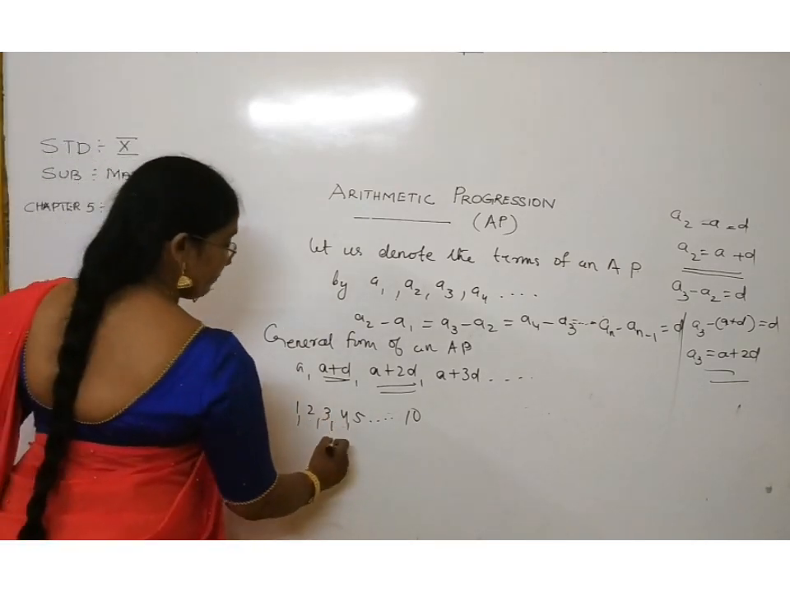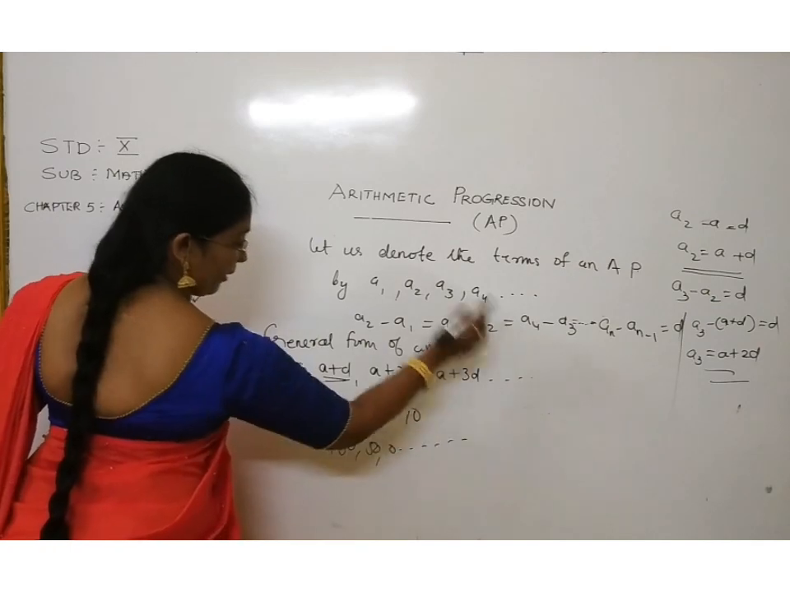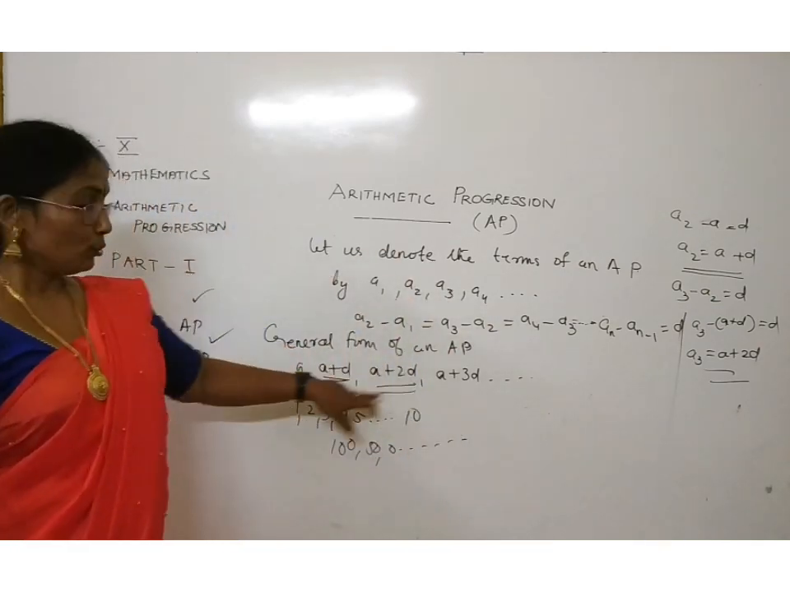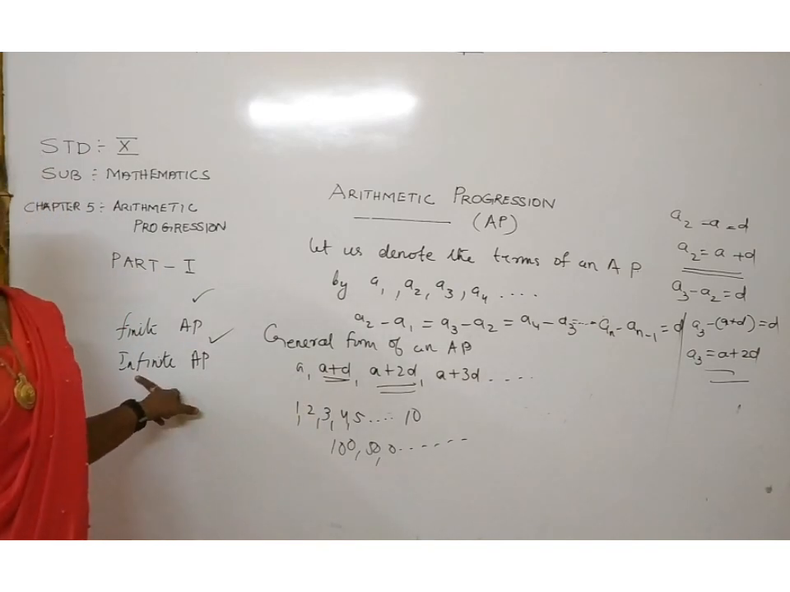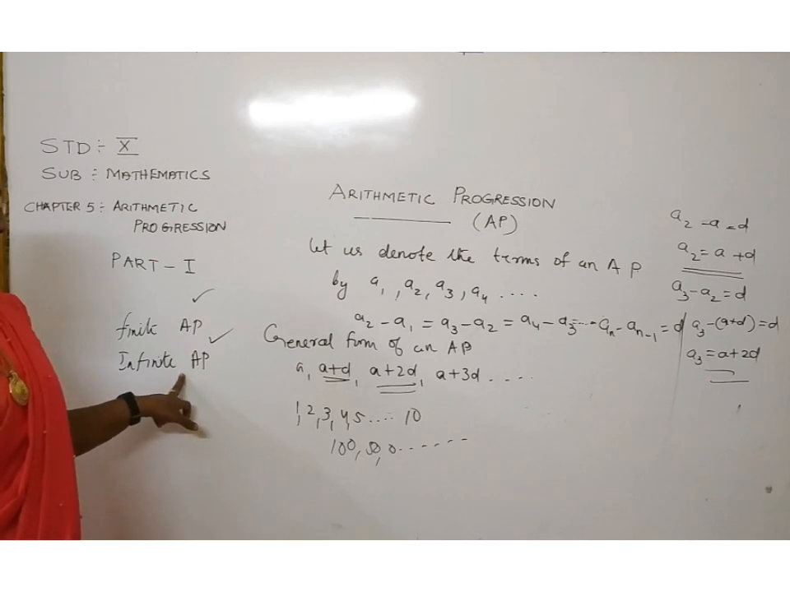Otherwise, if I have written one progression like this way, 100, 50, 0, etc., like this way, that means there is no last term here. So that type of progression we will call infinite AP. So finite AP and infinite AP.